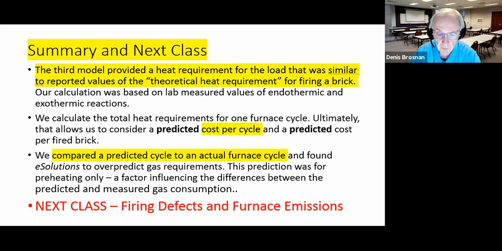Now in the next class, we're going to look at furnace emissions. That's supposedly unit C of the course in firing defects. Unit C is unfortunately only a one-class unit, so we only have one class to go. I hope you've enjoyed this class.